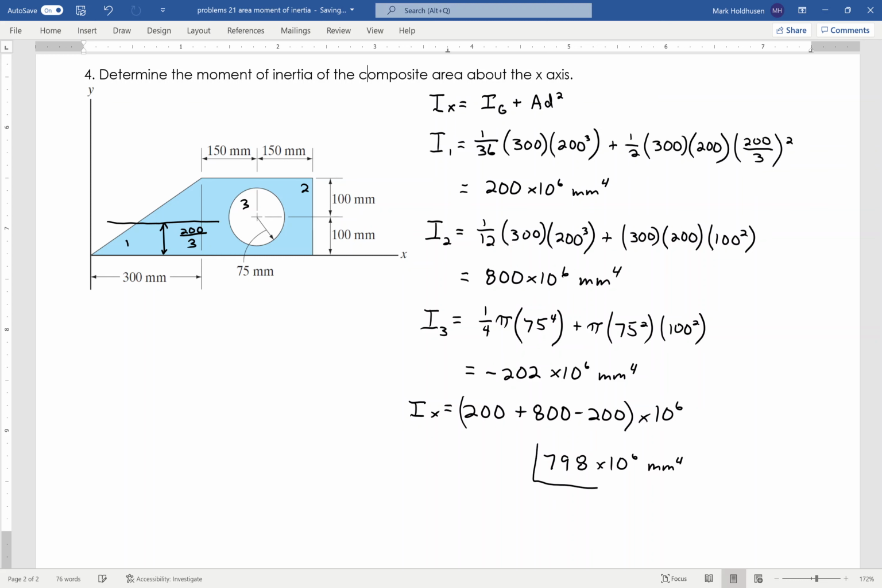So again, break this up into pieces. Using parallel axis theorem, find the moment of inertia of each one about the axis of interest, recognizing that when I add these together, I'm actually going to subtract off, that should be a 202, little typo there, subtract off the circle because it's a hole, it's being removed. So to find that total when adding them all together.